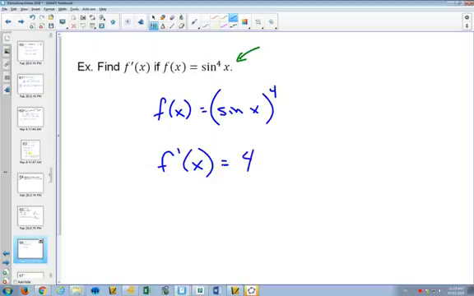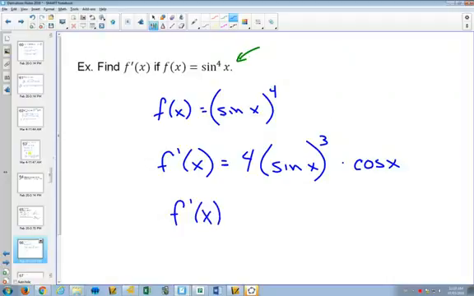So the 4 would come in front. Subtract 1 from the exponent, and then multiply by the derivative of the inside function, and the derivative of sine is cos. If we write it in that kind of notation first, it's really easy, because we're just doing our normal chain rule. Then afterwards, if you would like, you could write it in proper notation.